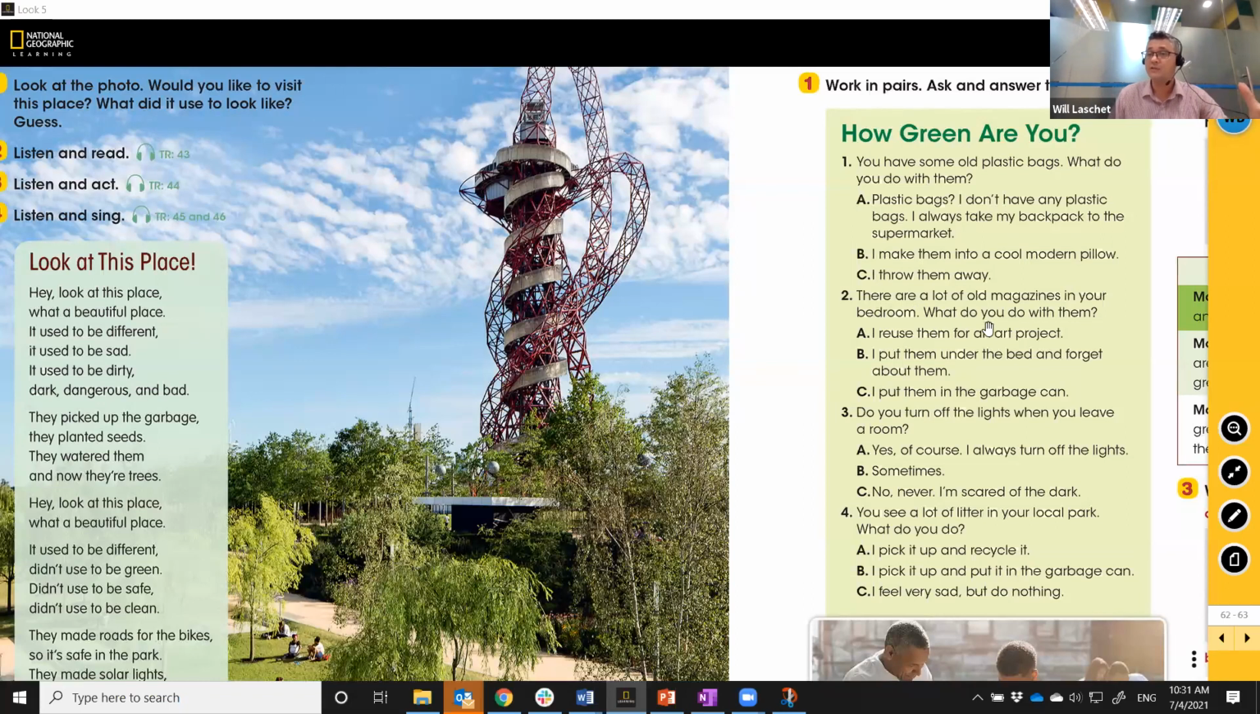Question number 2. There are a lot of old magazines in your bedroom. What do you do with them? A, I reuse them for an art project. B, I put them under the bed and forget about them. Or C, I put them in the garbage can. I throw them away, put them in the rubbish. So let's try again. Let's do the poll again. Question number 2, A, B, or C. Remember, be honest.